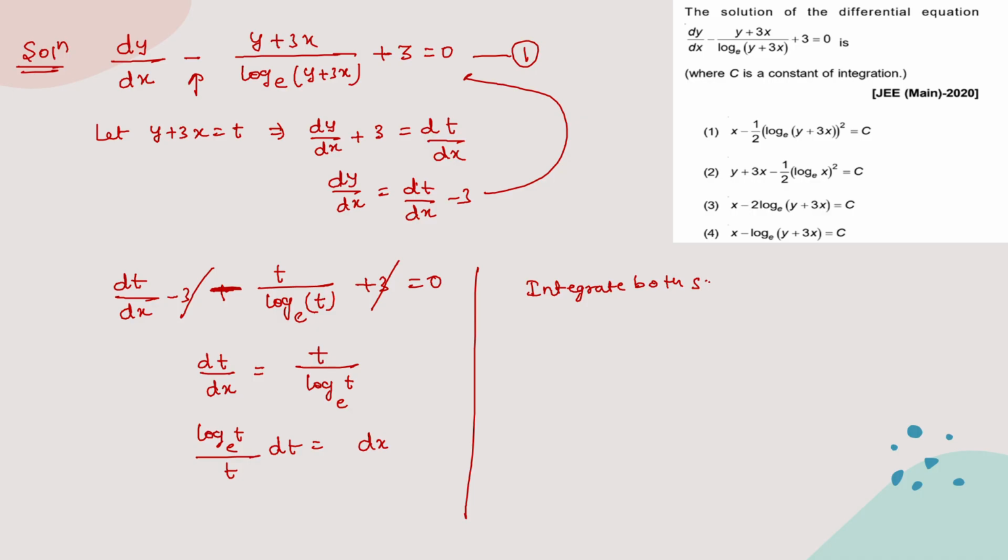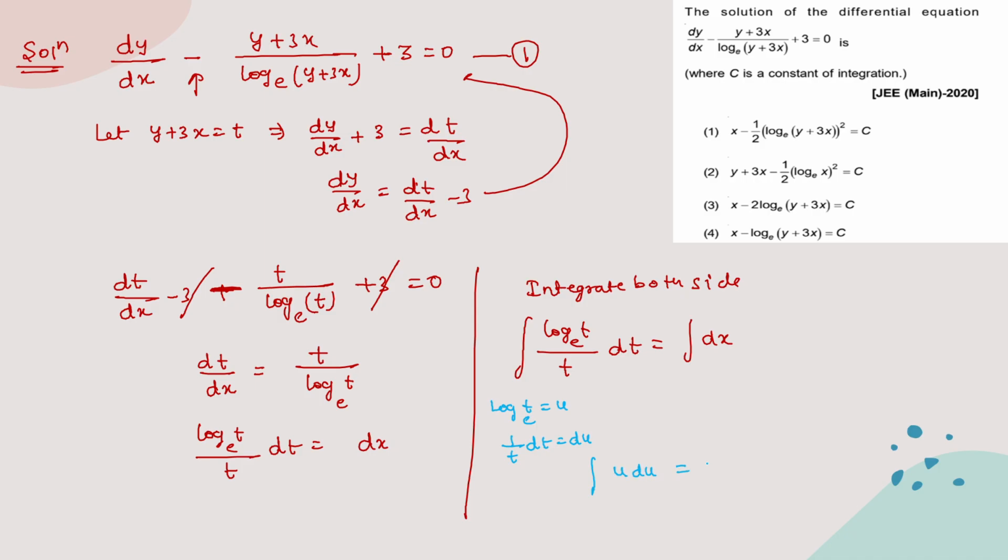Integrate both sides, and you will be getting, however you will not get directly the answer, you have to do the substitution here. So that kind of substitution is an easy one, right? We can directly use this log t as another variable, let's say u. So we can take log t to the base e as u. So 1 by t dt will become du. Okay, replace that value, so it will become u into du.